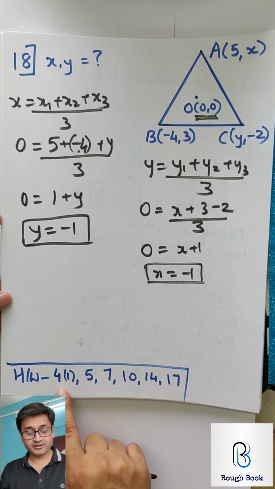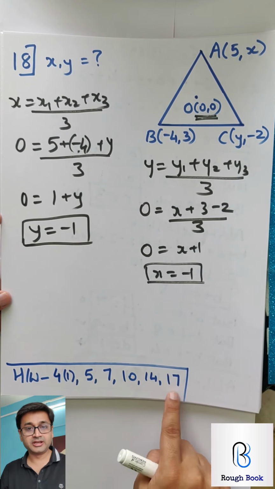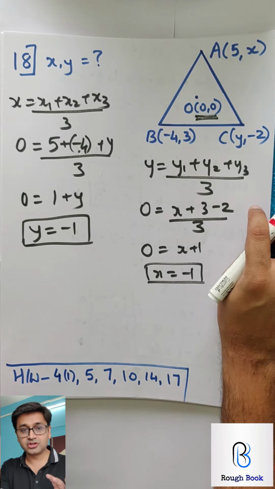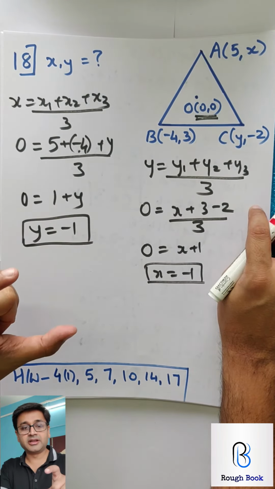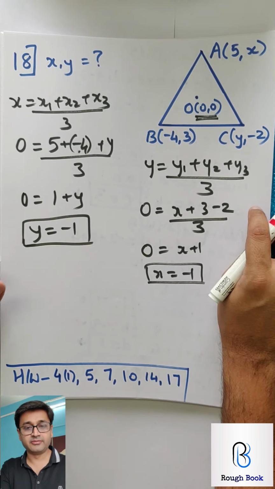Homework 4 part 1, 5, 7, 10, 14 and 17. Please do this homework genuinely. If you got this, the third exercise C is going to be very simple, because there is nothing new in that. It's the same thing.